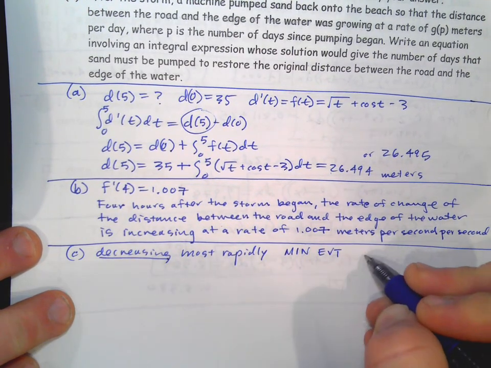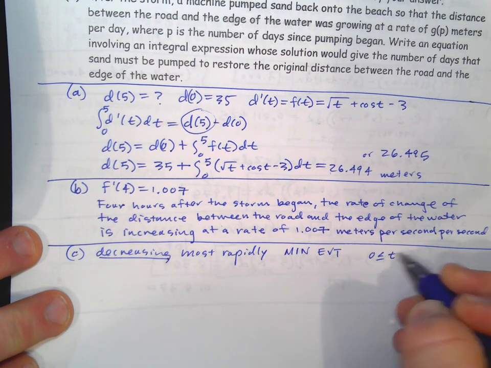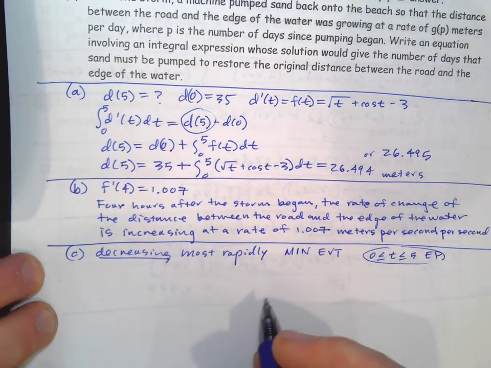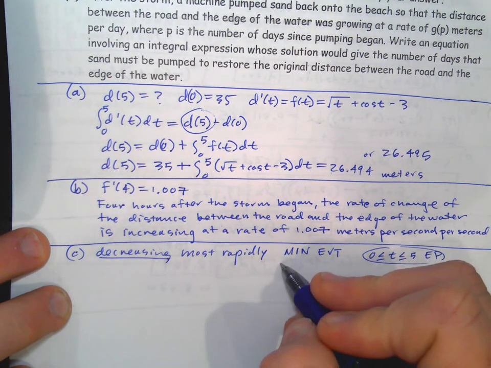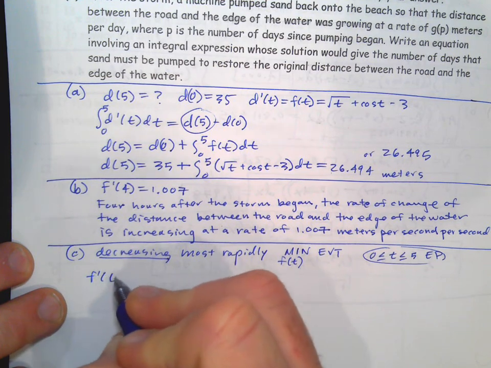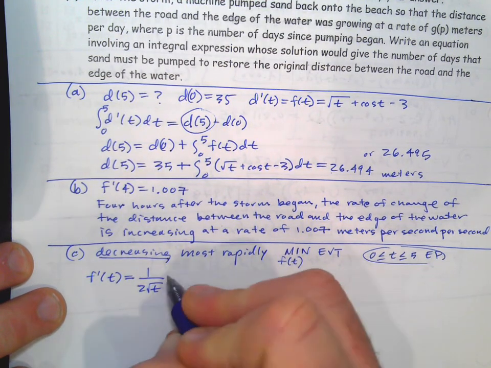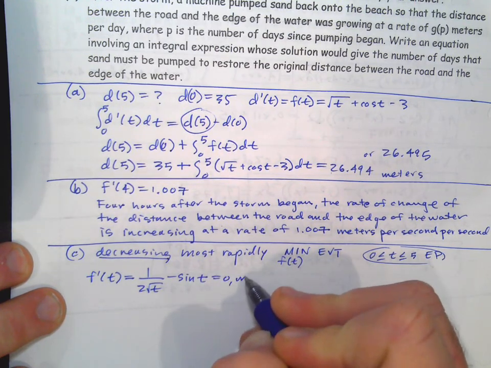Now, the endpoints they gave us, they said during the 5 hours of storm. So the endpoints are 0 to 5. And decreasing most rapidly, so that's the min of f. So we need to take the derivative of f, which they gave us, or we could do it again ourselves, set it equal to 0 or undefined.